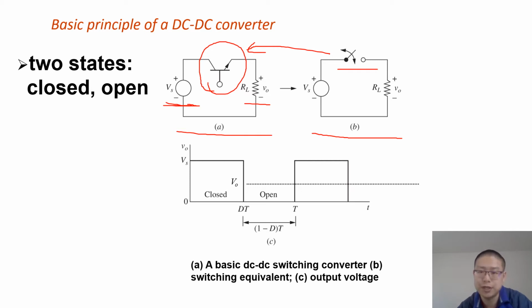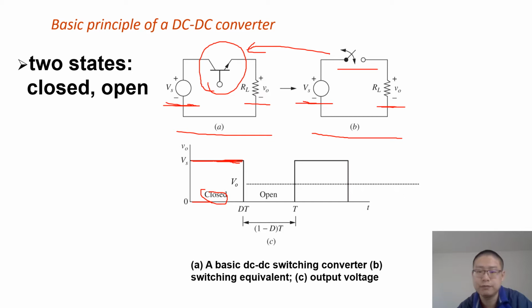When the switch is closed, the voltage Vs is in parallel with the load. So the output voltage VO equals Vs. We can plot the waveform of the output voltage. We assume that the switch is closed when time is between 0 to DT. During this time period, the output voltage VO equals Vs.